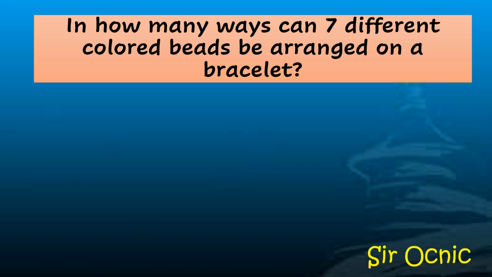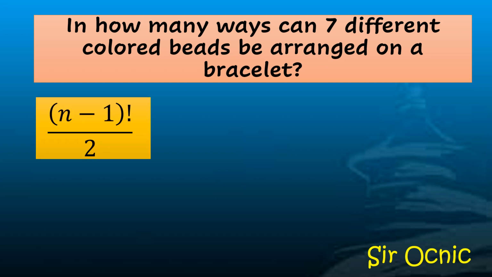In how many ways can 7 different colored beads be arranged on a bracelet? In this problem, we are going to use (n minus 1) factorial all over 2. As mentioned a while ago, this formula will be used if objects are arranged in a keyring or the like.